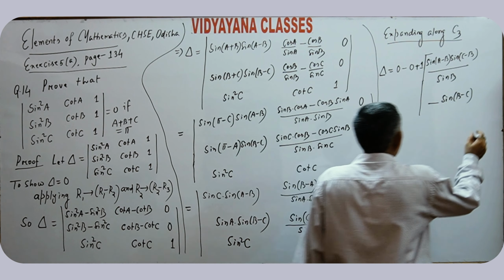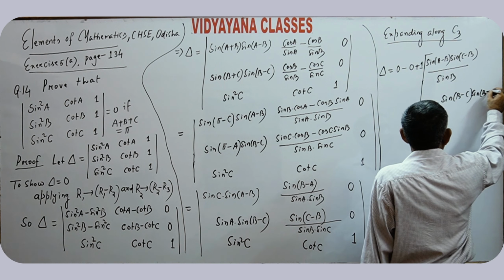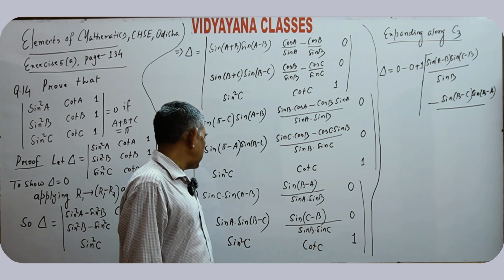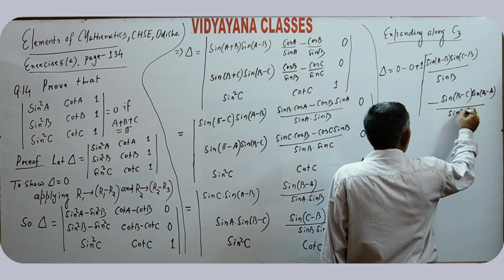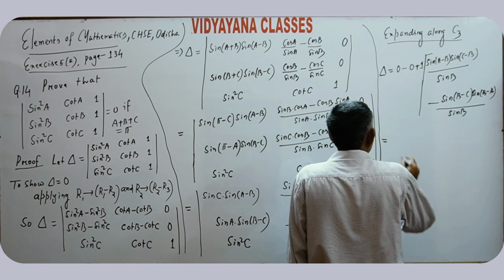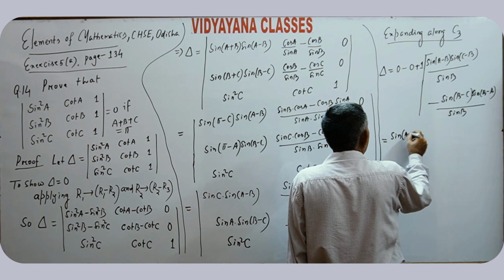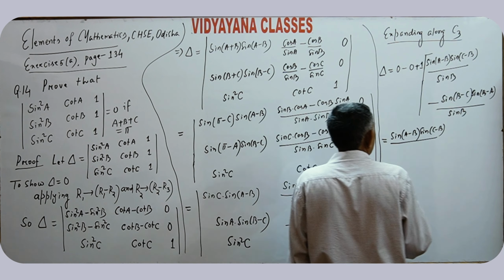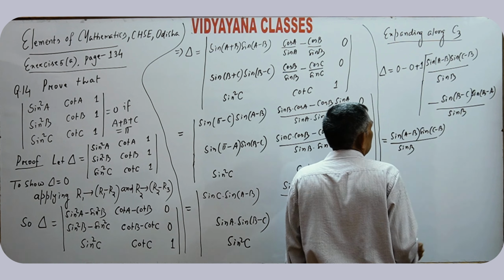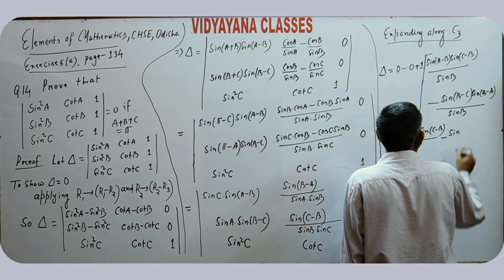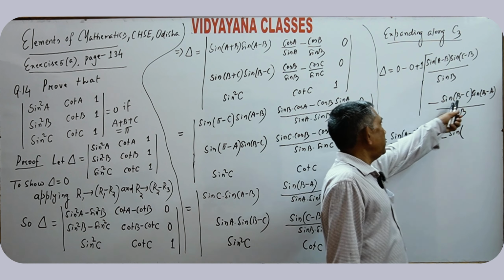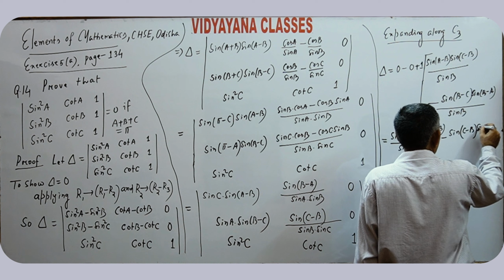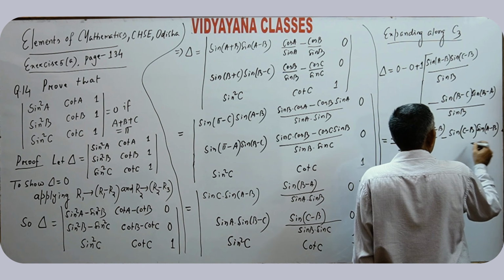Into sin B minus A, divided by this into this divided by sin B, which is same as sin A minus B into sin C minus B divided by sin B, minus sin B minus C, sin B minus C is same as C minus B, into sin A minus B divided by sin B.